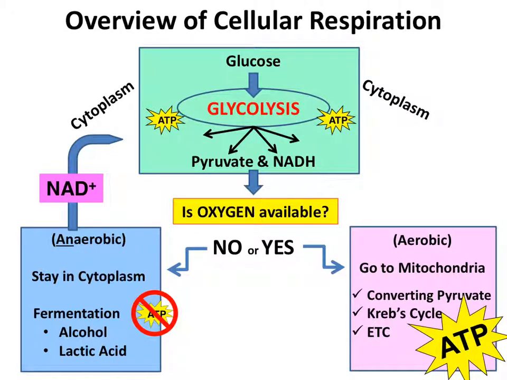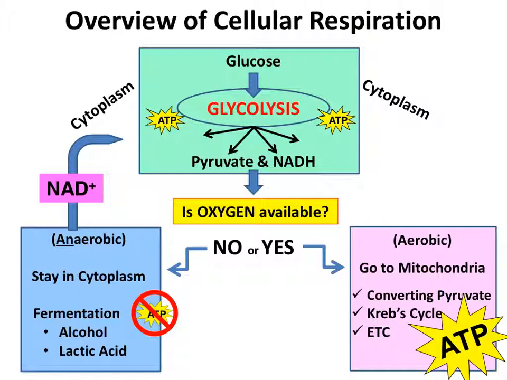Now, if you look at this overview of cellular respiration, it looks very, very busy. But in reality, there's really only 2 pathways. The first pathway is aerobic respiration. It begins with glycolysis and finishes in the mitochondria. The second pathway is anaerobic respiration, which also begins with glycolysis and finishes in the cytoplasm. So no matter which pathway you're going to take, aerobic or anaerobic, it all begins with glycolysis.